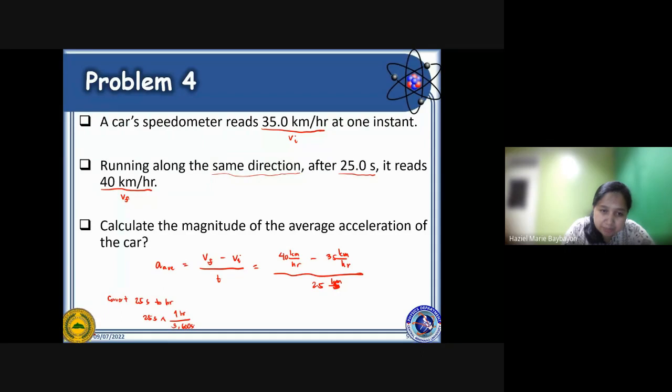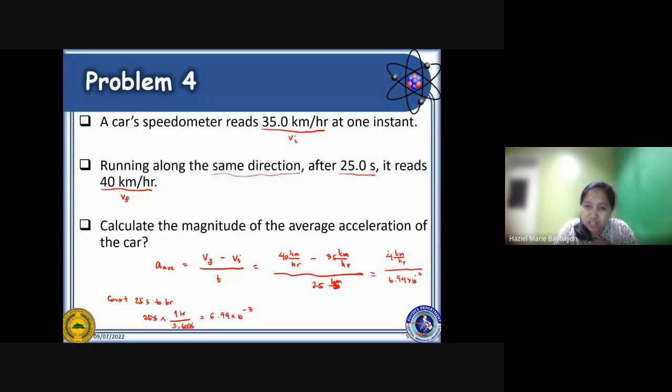3,600 seconds. Okay, so you have 25 over 3,600. Please help me with this. 6.94 times 10 to the minus 3. Okay. So it is very small time. So we have 5 kilometers per hour divided by 6.94 times 10 to the minus 3.